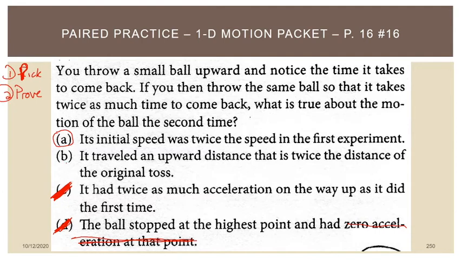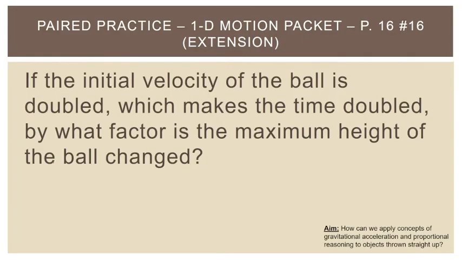But of course, choice B is a pretty compelling one. It says here it traveled an upward distance that is twice the distance of the first toss. So what I'd like you to do now is answer the following question. If the initial velocity of the ball is doubled, which is what would have to happen in order for the time to be doubled, by what factor is the maximum height of the ball changed? Take a second to work that out here.